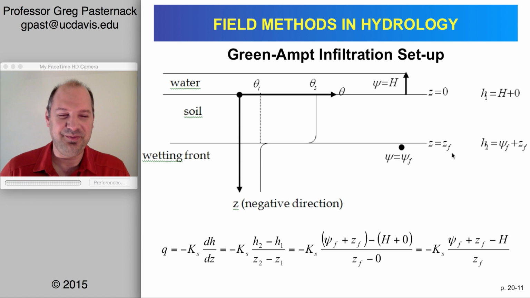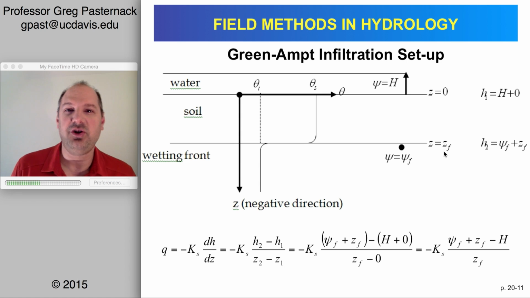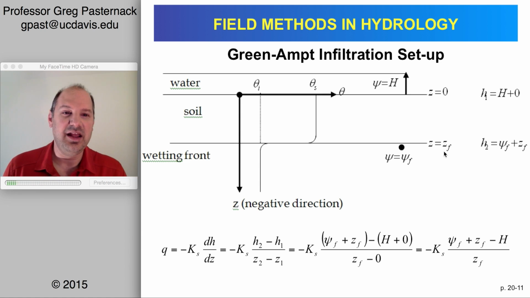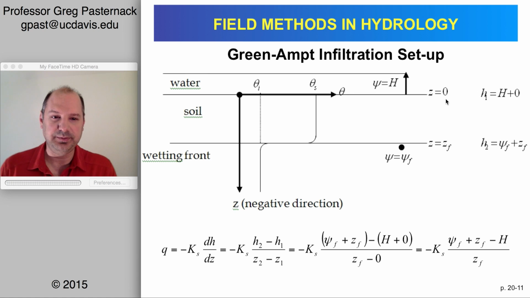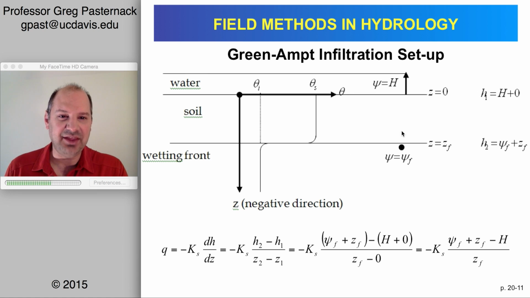So z is now elevation, and it's really arbitrary to decide what's going to be positive or negative values, but for this derivation, we're going to assume that up is positive and down is going to be a negative number. So here, zf is going to have a negative number in it, a number less than 0. Okay, so that's at the wetting front.